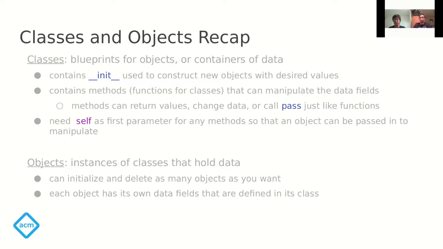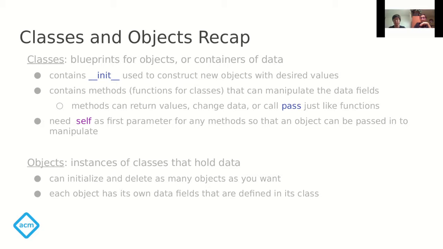And again, we need the self as the first parameter for all methods inside a class so that an object can be passed in to manipulate. So I know self is kind of a weird concept. If you're familiar with languages like Java and C++, it's kind of like the this keyword, except it needs to be a parameter in every single function. While in Java and C++, it's an implicit parameter. You don't need to define it, but it's implicitly there.